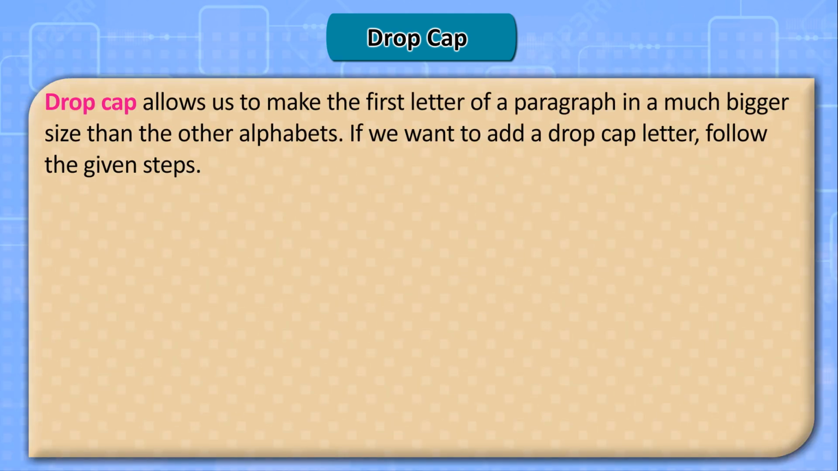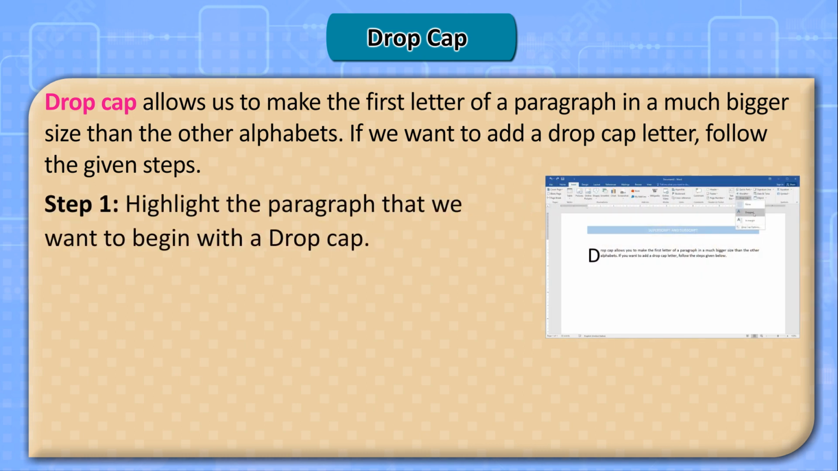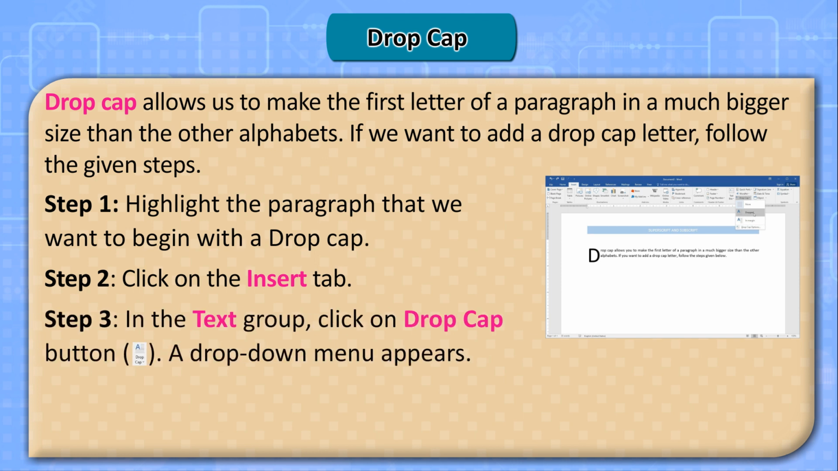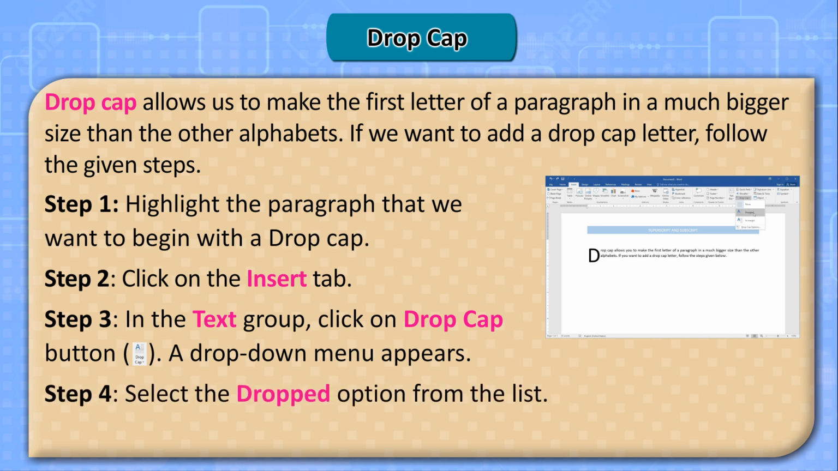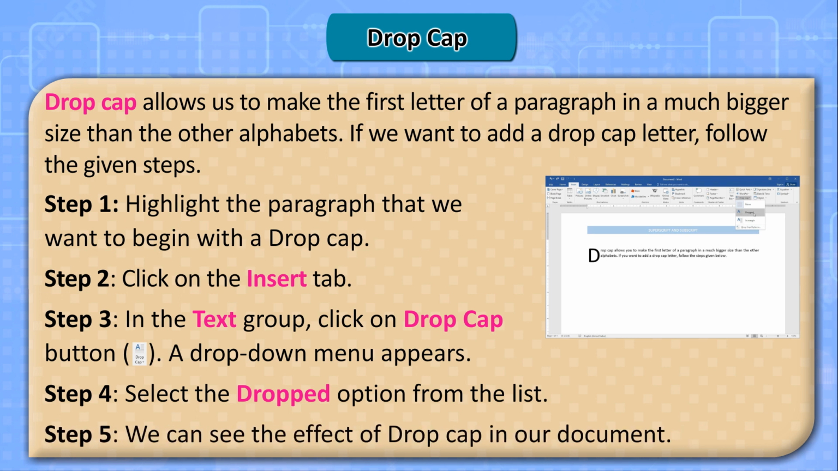Drop cap. Drop cap allows us to make the first letter of a paragraph much bigger than the other letters. If we want to add a drop cap letter, follow the given steps. Step 1. Highlight the paragraph that we want to begin with a drop cap. Step 2. Click on the Insert tab. Step 3. In the Text group, click on the Drop Cap button. A drop-down menu appears. Step 4. Select the Dropped option from the list. Step 5. We can see the effect of the drop cap in our document.